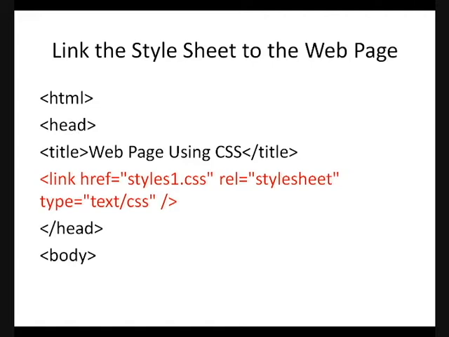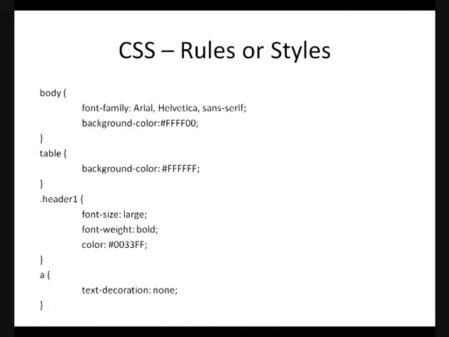So in every single web page, in the head section, I need to add this line of code, and it's best for students to just memorize this line of code. Link is my element, and then my attribute is a hyperlink reference equals styles1.css, the name of my file, the relative type, which is a style sheet, and then the type, which is text or CSS. It is important that this is placed in the head section, otherwise it will not work.